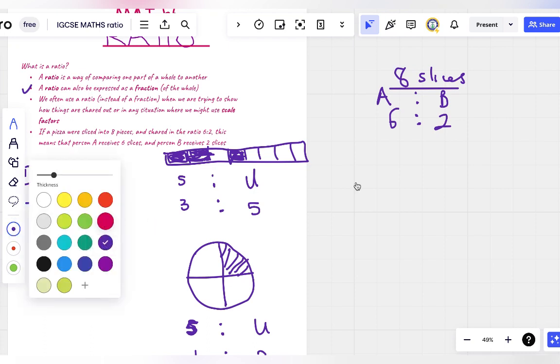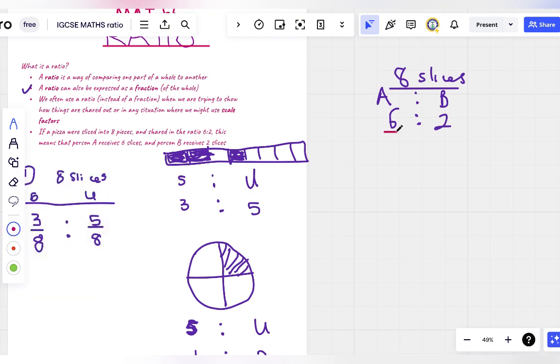Why am I dividing both sides by 2? Because 2 is the highest number that can divide both numbers that we are seeing. So if I divide here by 2 and I divide here by 2, I will get a simpler form of the ratio. 6 divided by 2, we get 3. And 2 divided by 2, we get 1. So we get ratio 3 to 1.